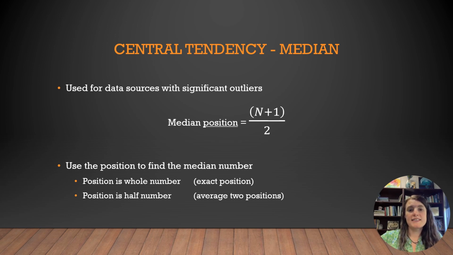Now the caveat here is that whenever you divide by 2, you can either end up with a whole number or a 0.5. If the median position ends in 0.5, then we have to do one more step, and that is to average the two values on either side of the position.